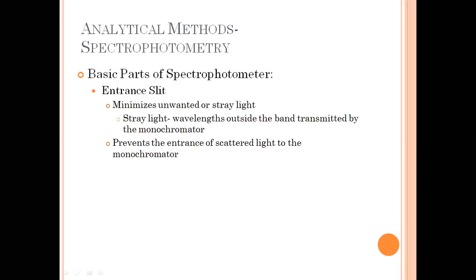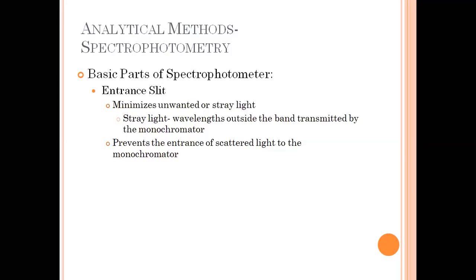So next is the entrance slit. So this entrance slit has the purpose of minimizing unwanted or stray light. Okay, when you say stray light, this is defined as the wavelengths outside the band transmitted by the monochromator. So stray light is kind of like, or in short, this is the unwanted, okay, or the undesired light. Okay, pag sinabi mong unwanted or undesired, it should not hit the monochromator. Okay, so this entrance slit prevents the entrance of scattered light to the monochromator. So for some nga, they call this as your collimator lens.